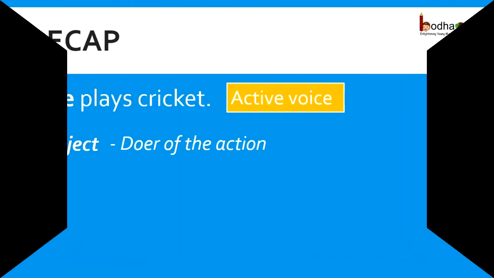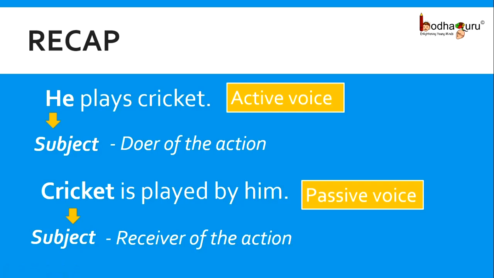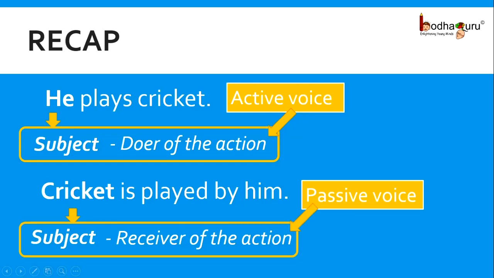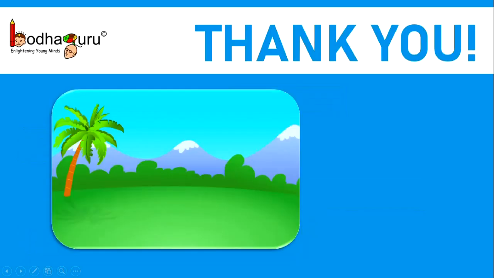A quick recap. Active means the subject is active and doing the action. And passive means the subject is passive, meaning it is the receiver of the action instead of the doer of the action. So that was all about active and passive voice.